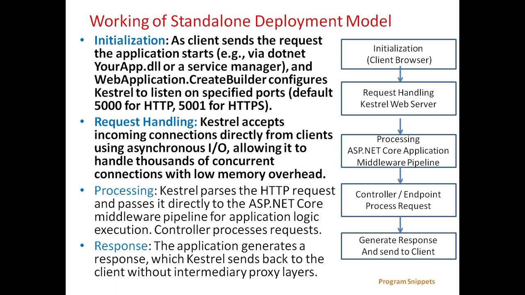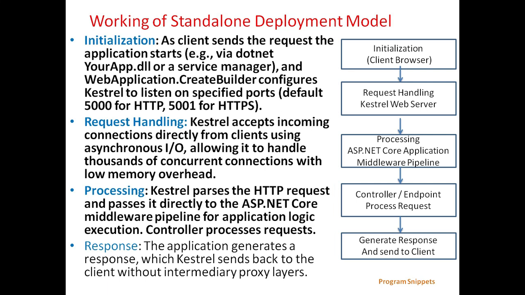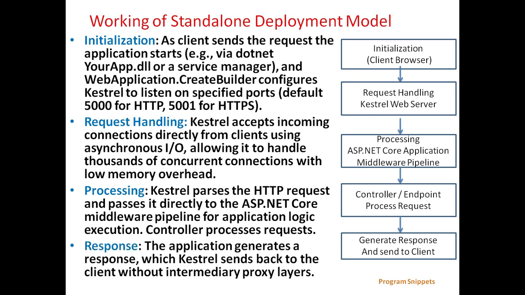Then request handling. Kestrel accepts incoming connections directly from the clients using asynchronous input-output, which allows it to handle thousands of concurrent connections with low memory overhead. Then processing. Kestrel parses the HTTP request and passes it directly to the ASP.NET Core middleware pipeline for application logic execution. Here the controller processes the request. And then the response. The application generates a response which Kestrel sends back to the client without intermediary proxy layers.